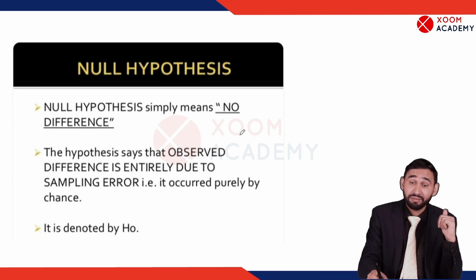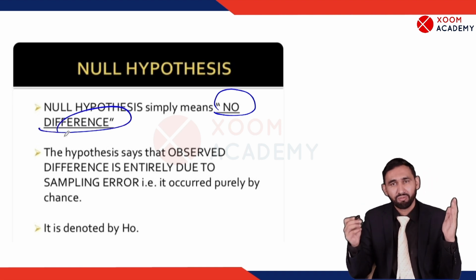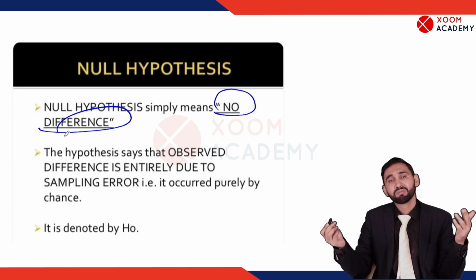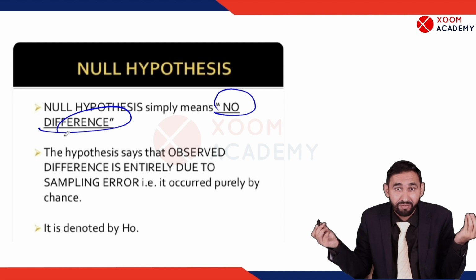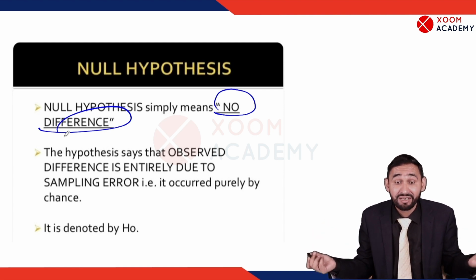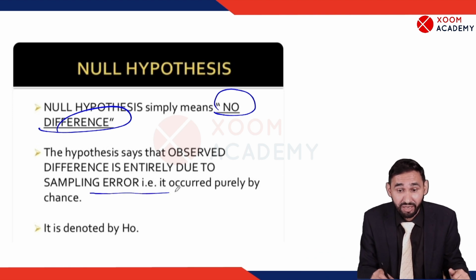Simply remember one thing. Null hypothesis states that no difference. There is no difference between two populations, or we can say there is no difference between two proportions. If a difference arises, it may be due to some error. Which error? It may be due to some sampling error, or it can be purely by chance.